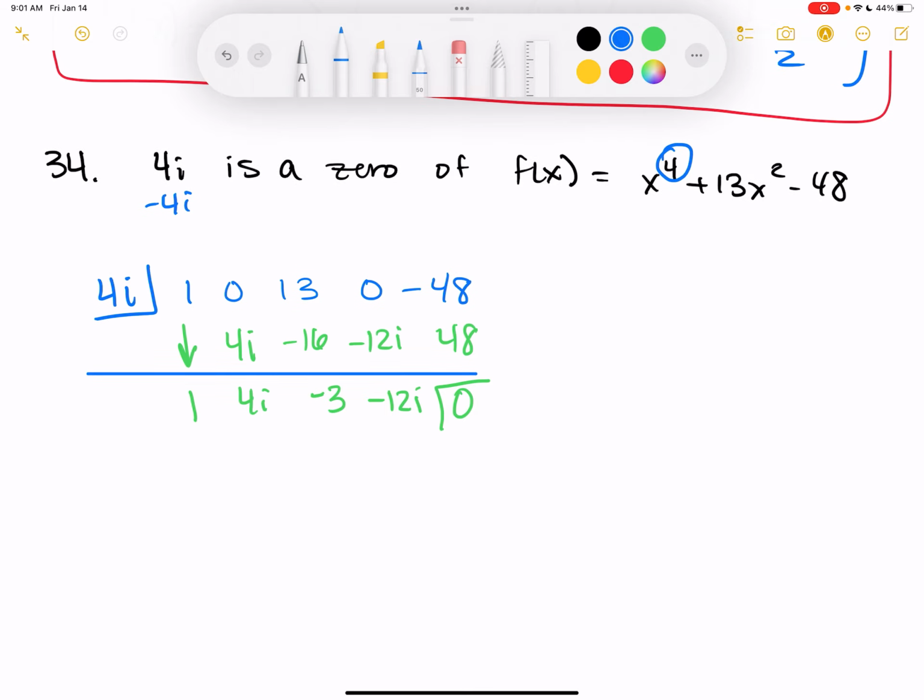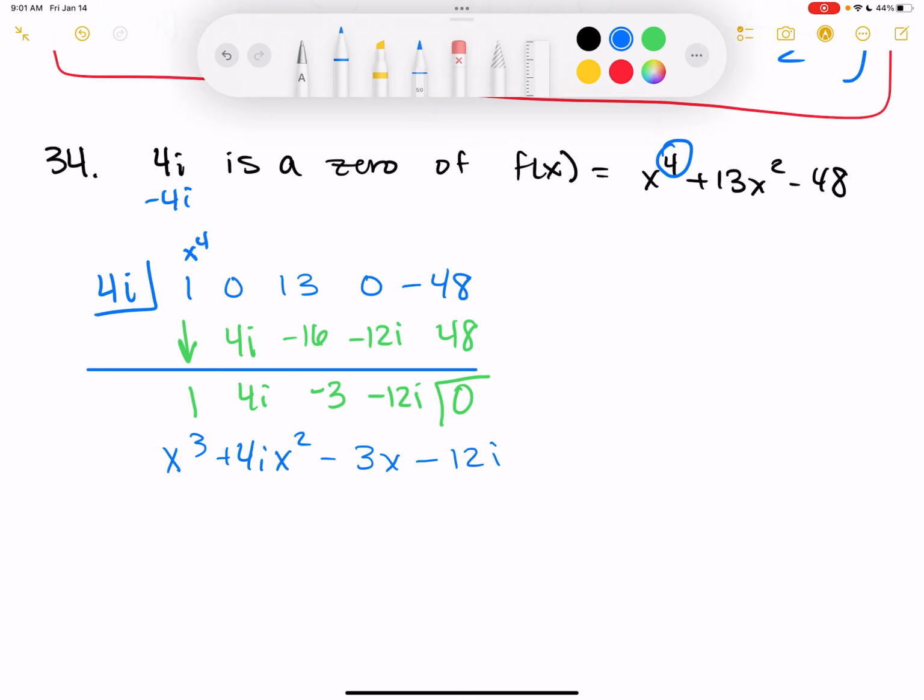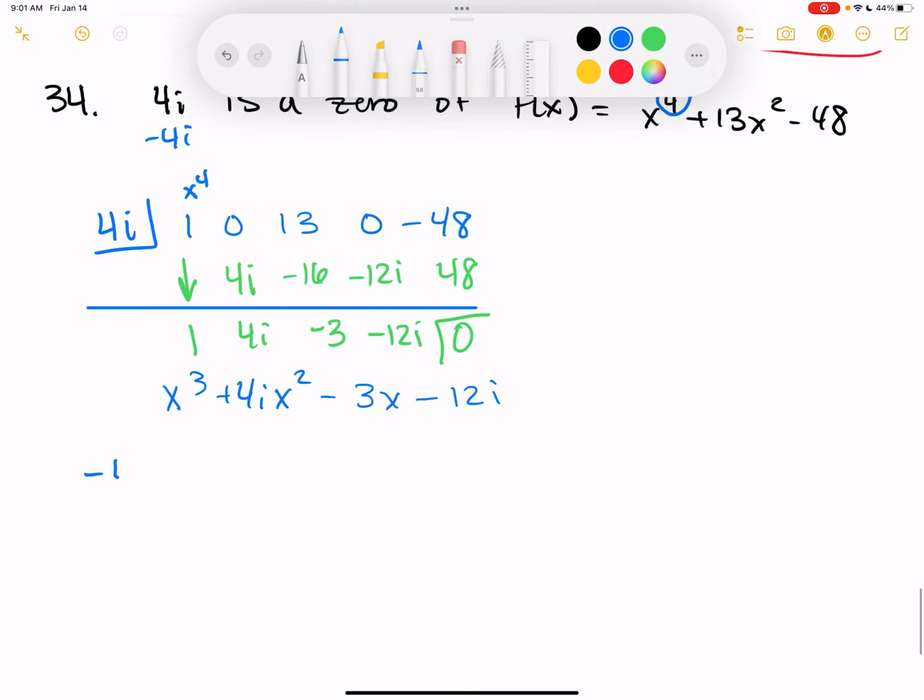Alright, so we know that's 1. So now I'm left with this, which was an x to the 4th term. So now this is x cubed plus 4ix squared minus 3x minus 12i. Now I'm going to use negative 4i, and then copy down everything: 1, 4i, negative 3, negative 12i.